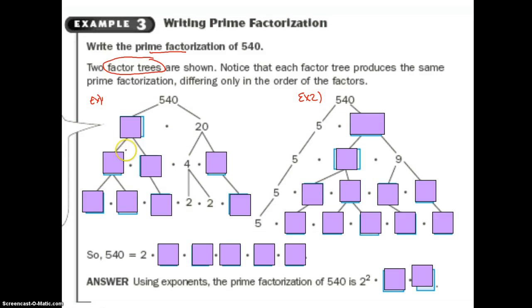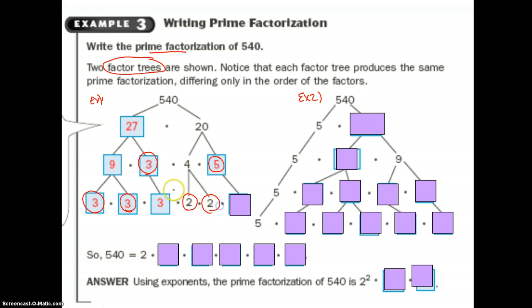For example 1, you can see that we took 540, which is 27 times 20. 27 is 9 times 3. And then 9 is 3 times 3. 3 is prime, so I can circle that, or I can continue to bring it down. 20 is 4 and 5. 5 is prime. 4 is 2 and 2, so 2 is prime. Again, you can just circle your prime numbers or continue to bring them down so they're all in one line.